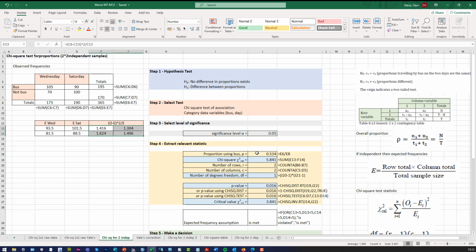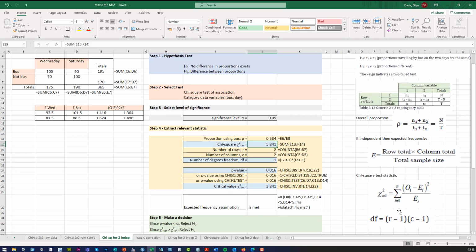Okay, so we extract the relevant statistics, then we use this equation to give you the overall proportion for the bus. Then we can calculate by summing these numbers what the chi-squared test statistic is, which comes out to be 5.841, using this equation here. So we summed all the values. Now we need to know the number of rows and columns. Well, we've got 2 rows and 2 columns, and we can calculate those values either by inputting 2 or using the Excel function. And then the number of degrees of freedom is each of those minus 1, multiplied to give you 1, using that equation there.